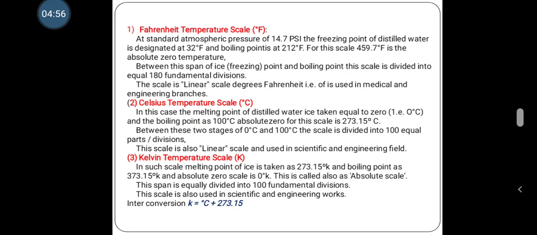Now the Kelvin temperature scale. In this scale, the melting point of ice is taken as 273.15 Kelvin and the boiling point as 373.15 Kelvin, and absolute zero is 0 Kelvin. This is called an absolute scale. This span is equally divided into 100 fundamental divisions. This scale is also used in scientific, medical and engineering works. Interconversion: degrees Kelvin is equal to degrees Celsius plus 273.15.